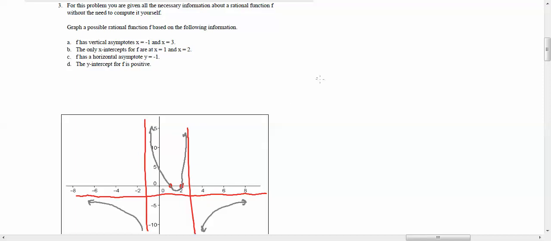Alright, I know it's going to be a fraction. I know the denominator is going to give me my vertical asymptotes, so that would be at x plus 1 and at x minus 3. And you guys are thinking, wait, that's the opposite of what you have. And I say, yeah, because if I figure out what the vertical asymptotes of these are, that would say x cannot equal -1, and x cannot equal 3, which is what my vertical asymptotes are implying.